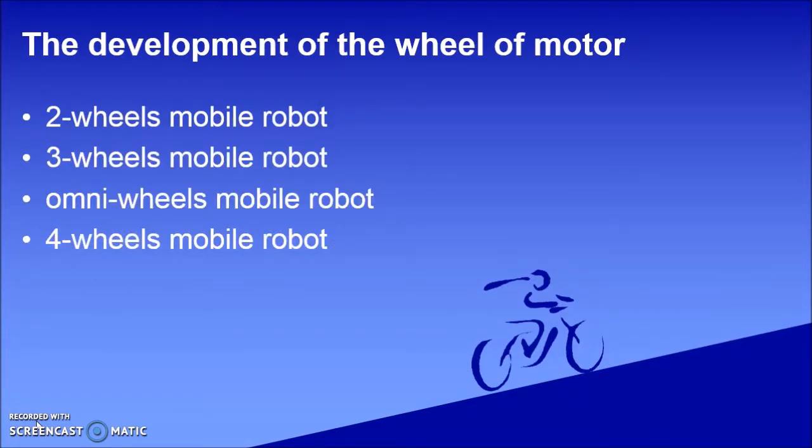For the development of the motor, we have four types of wheel configurations: the 2-wheel mobile robot, the 3-wheel mobile robot, the omni-wheel mobile robot, and also the 4-wheel mobile robot.